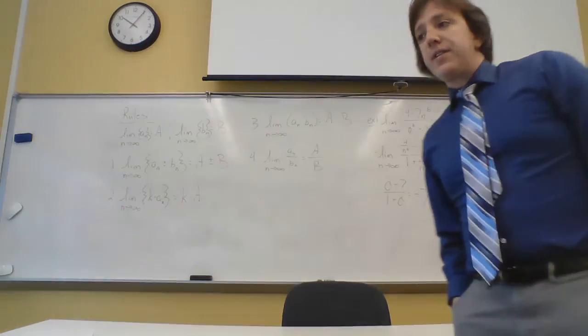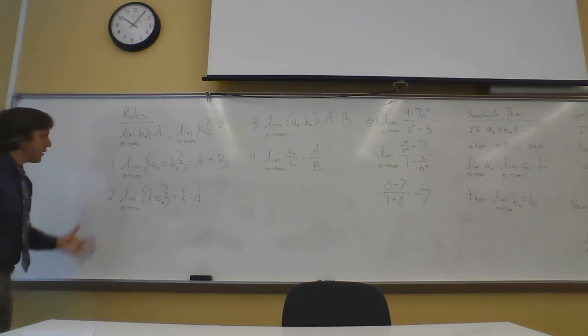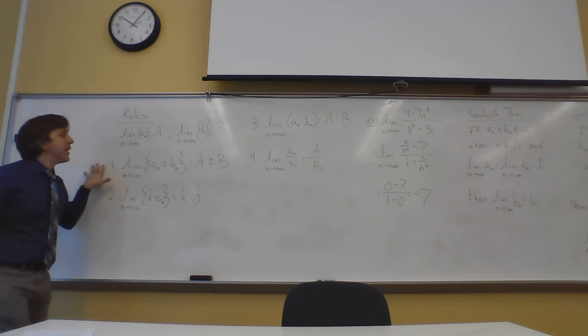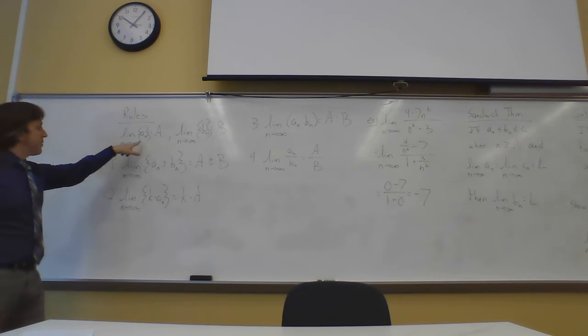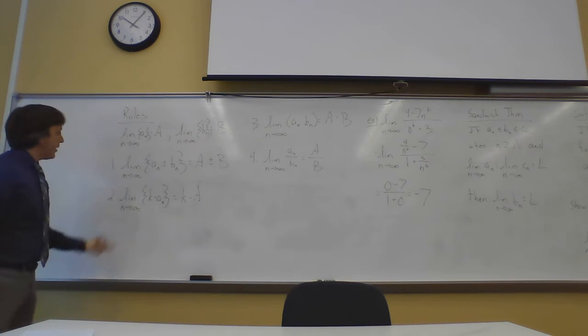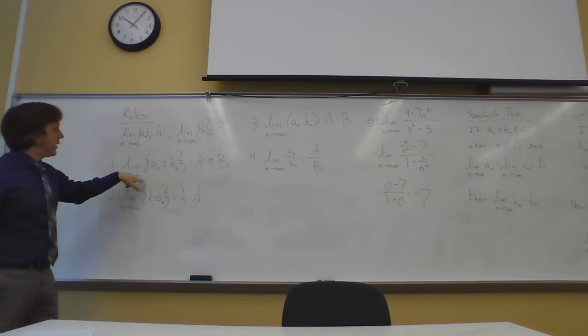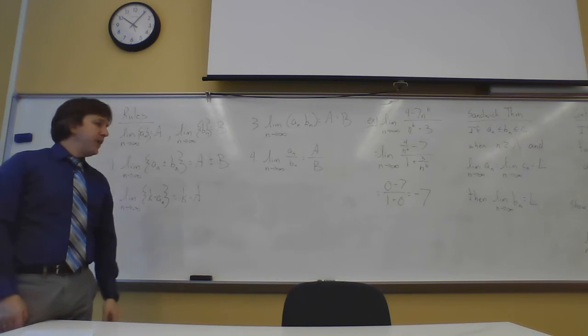All right, so continuing on, we have some limit rules for these sequences. They will look very similar to limit rules we had when we learned about limits. So let's say we have the limit as n goes to infinity of a sub n is a, and for b sub n it's b. The limit as n goes to infinity then of a sub n plus or minus b sub n is just a plus or minus b.